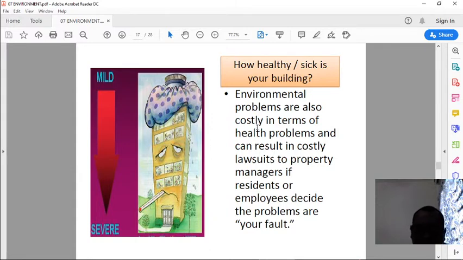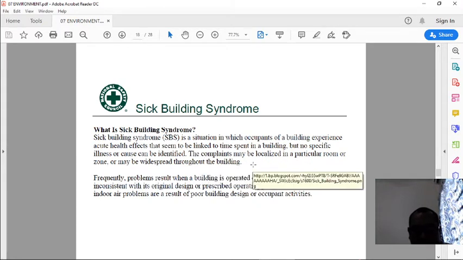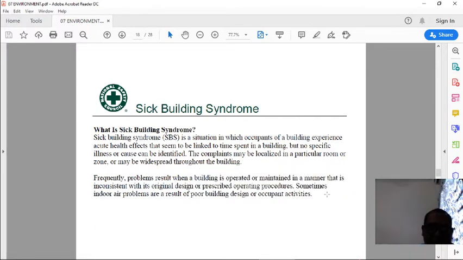Sick building syndrome, we will look at what is sick building syndrome. SBS is a situation in which occupants of a building experience acute health effects that seem to be linked to the time spent in the building, but no specific illness or cause can be identified. The complaints may be localized in a particular room or zone, and also may be widespread throughout the building.